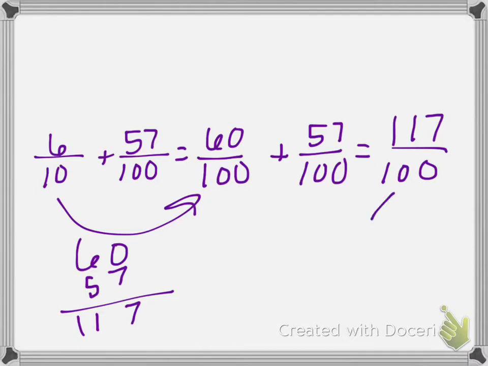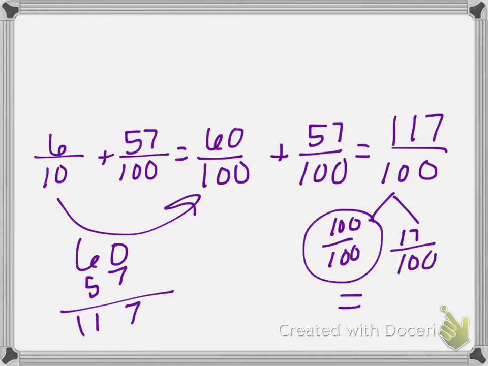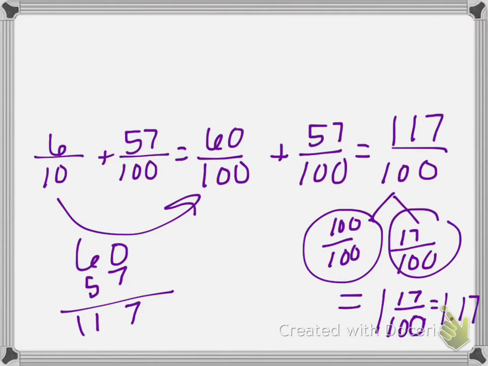If you remember those number bonds, we can do 100 hundredths, right? Pull 100 hundredths out, and we're left with 17 hundredths. That's going to equal 1 whole and 17 hundredths. And of course, we want to write that in decimal form. 1 whole and 17 hundredths. 1 and 17 hundredths. Okay? All right, get to work on the problem set.